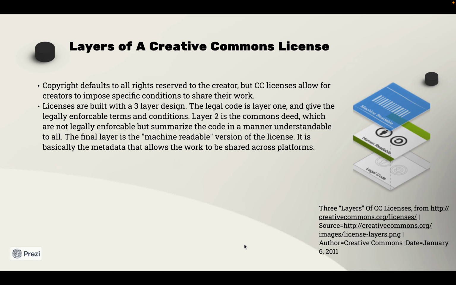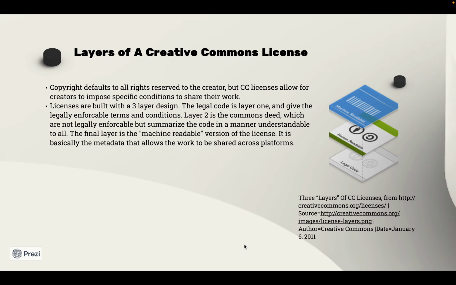The legal code is layer 1 and gives legally enforceable terms and conditions. Layer 2 is the commons deed, which is not legally enforceable but summarizes the code in a manner understandable to all. The final layer is the machine-readable version of the license. It is basically the metadata that allows the work to be shared across platforms.